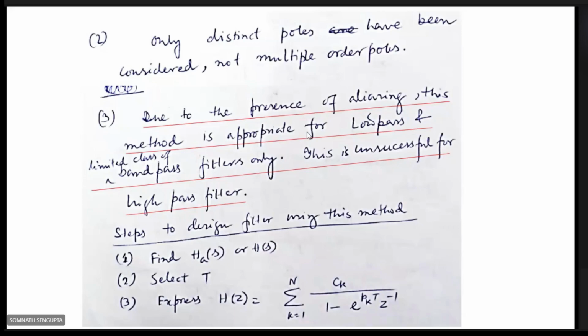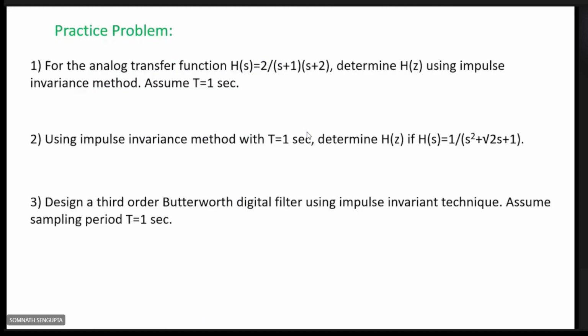Once you get the poles pk, just use this formula directly: summation of ck divided by 1 minus e to the power pkT times z inverse. You will get the direct digital transfer function of the corresponding analog filter. Now let us see some examples. Here I have mentioned some practice problems. You just go through them. I have given the solutions also.